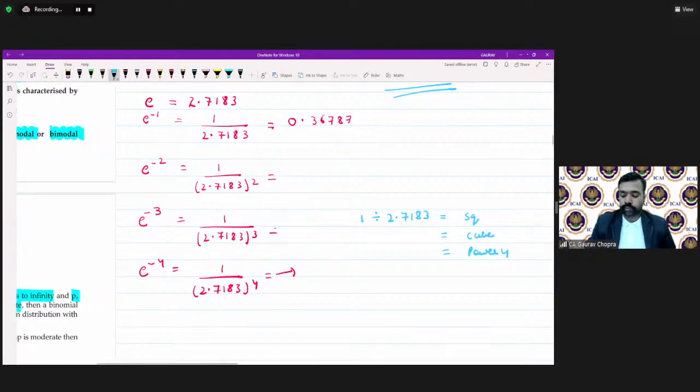So it becomes power 4. Now what to do? After pressing the third equal to, press M plus. Now 1 divided by MRC equal to. As soon as you press MRC equal to, you will get the result 0.018.